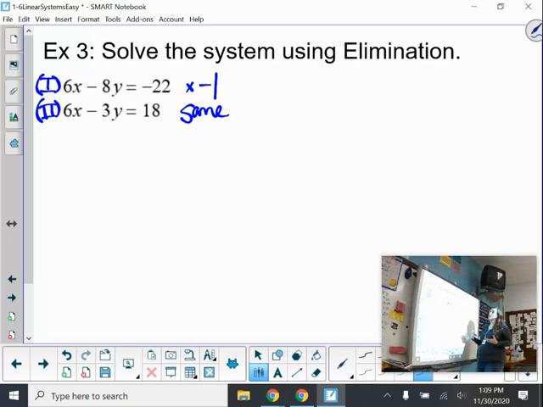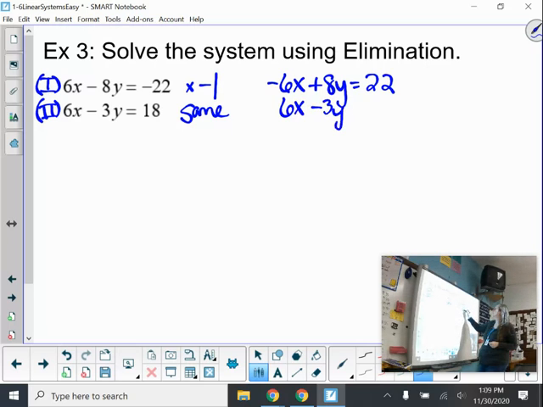So when I say multiply, that's actually what you're doing. You're going to be multiplying every single term in that top equation by negative 1. So we're going to get negative 6x plus 8y equals a positive 22. Notice everything changed sign. The second equation is going to stay 6x minus 3y is equal to 18, and now I'm able to add my two equations together. The x's add out.